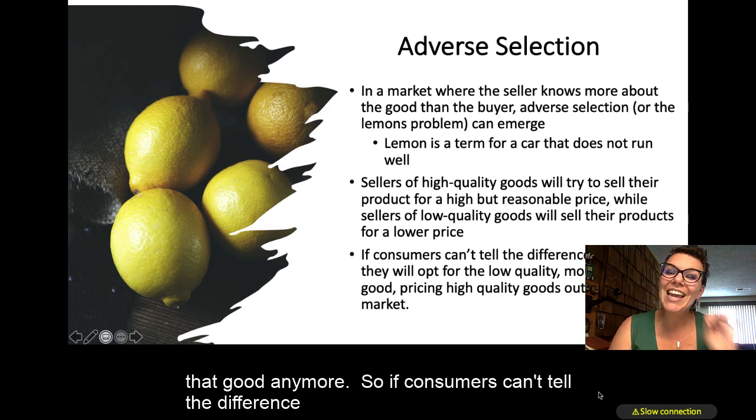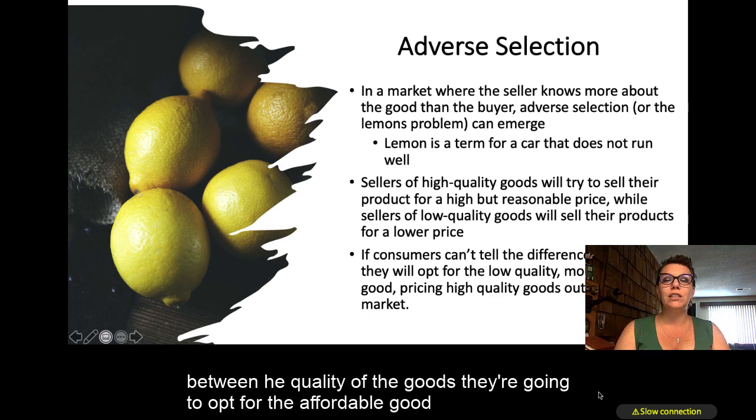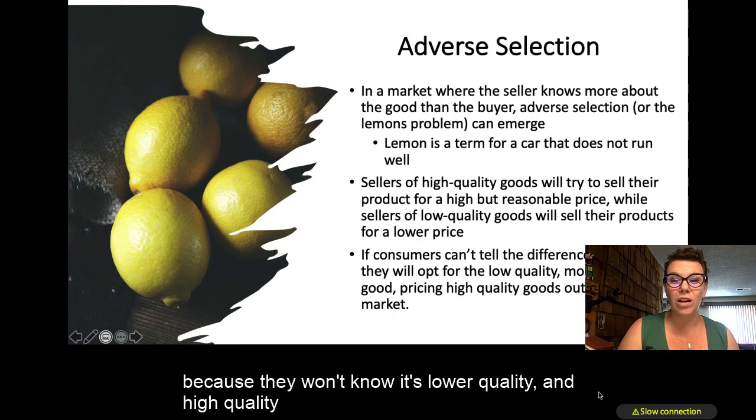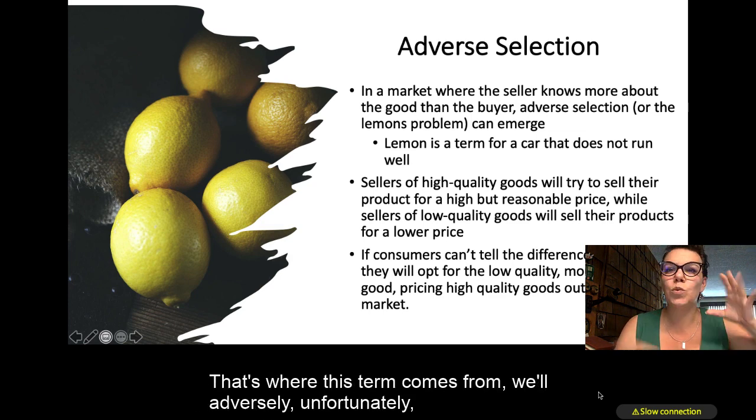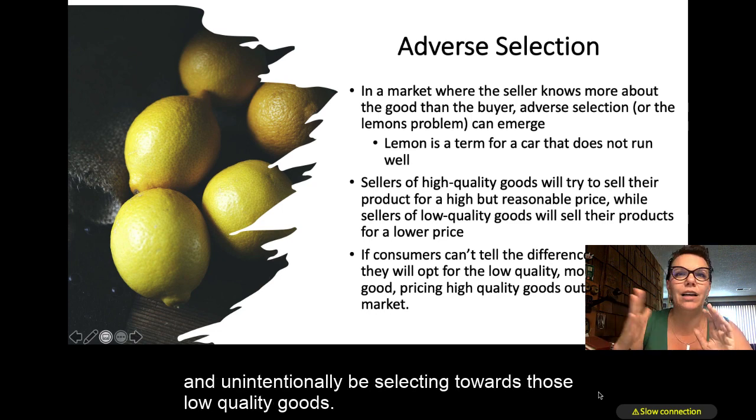So if consumers can't tell the difference about the quality of the goods, they're going to opt for the affordable good because they won't know it's lower quality. And high quality goods will just get adversely selected out of the market. And that's where this term comes from. We'll adversely, unfortunately, and unintentionally be selecting towards those low quality goods.